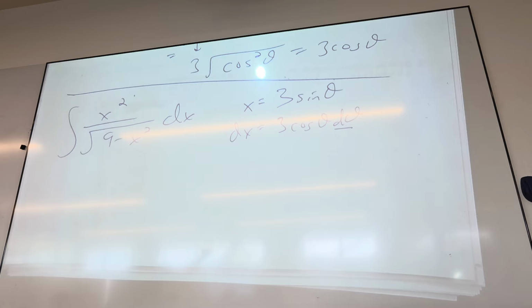That's actually better. I replaced all my x's with 3 sine theta, and I replaced my dx with 3 cosine theta d theta. Isn't that nicer? Doesn't u sub have that extra little du that has to show up? Here it's just, hey, you see dx? Put this there.